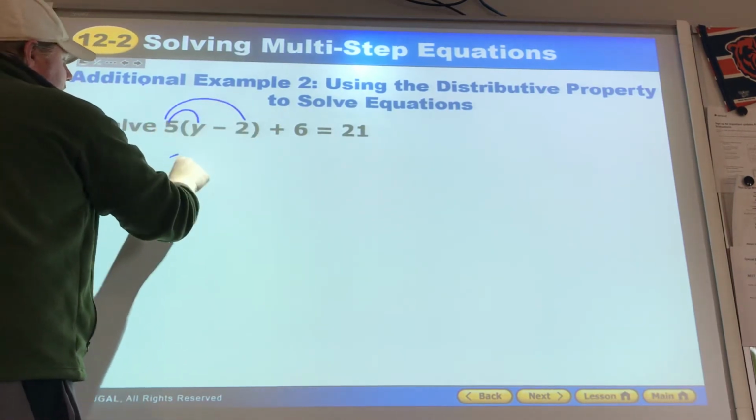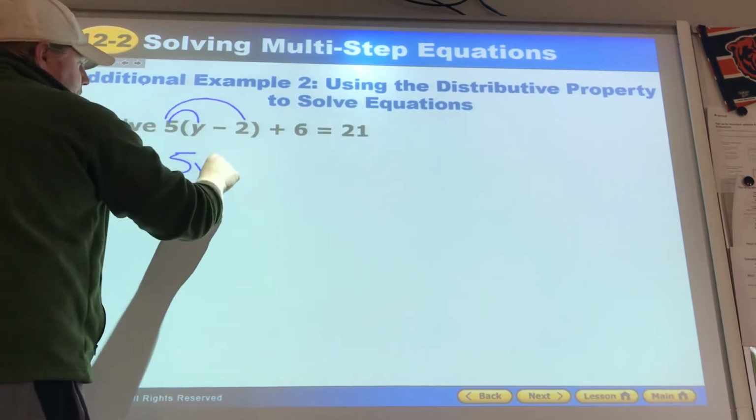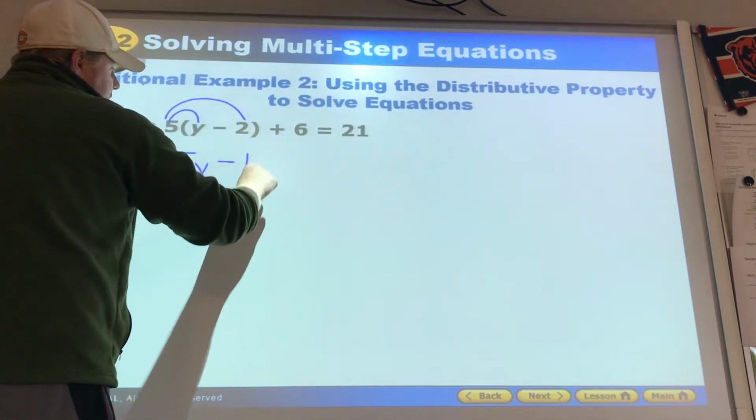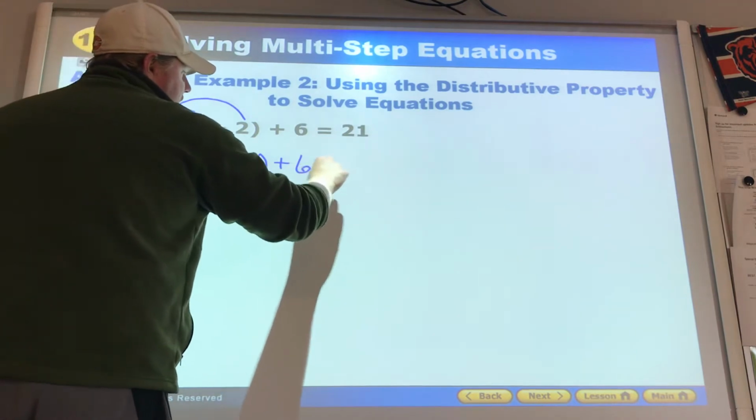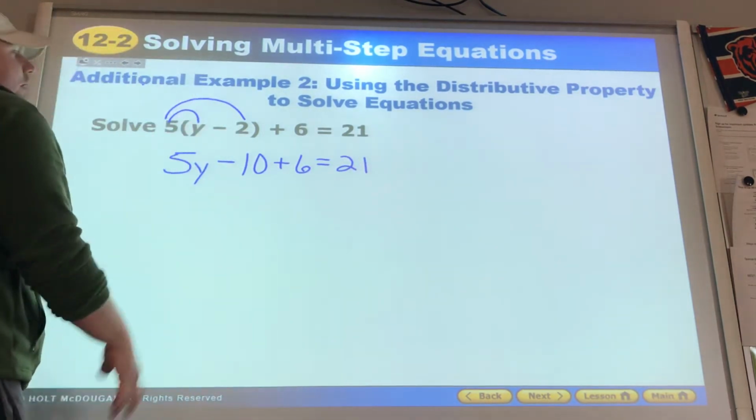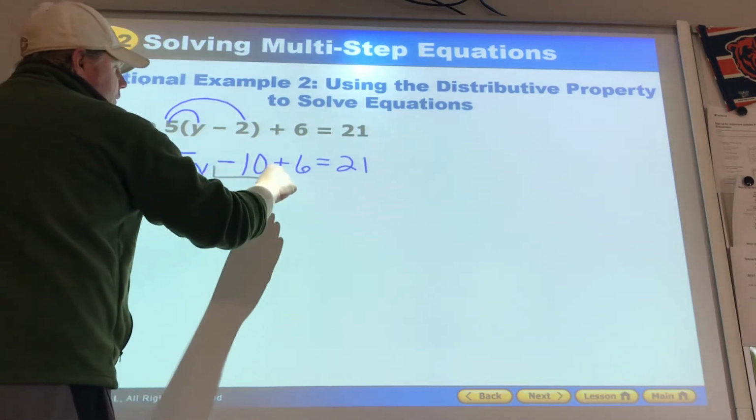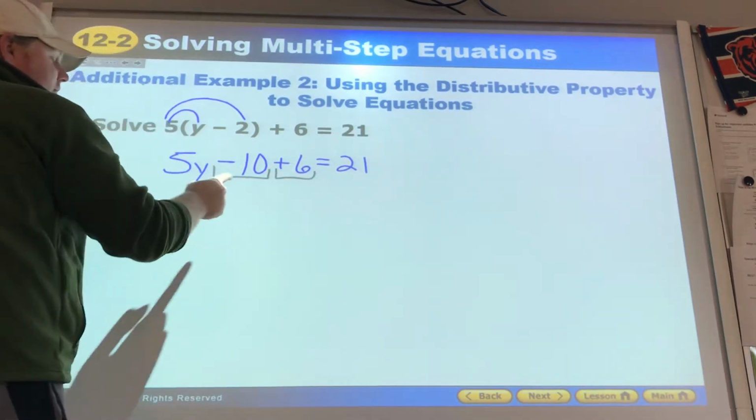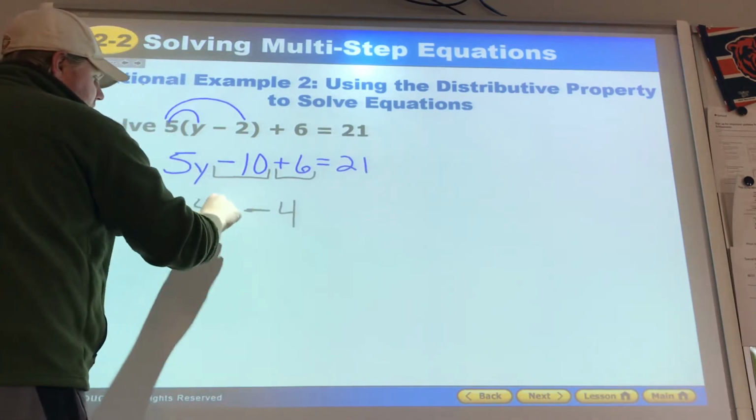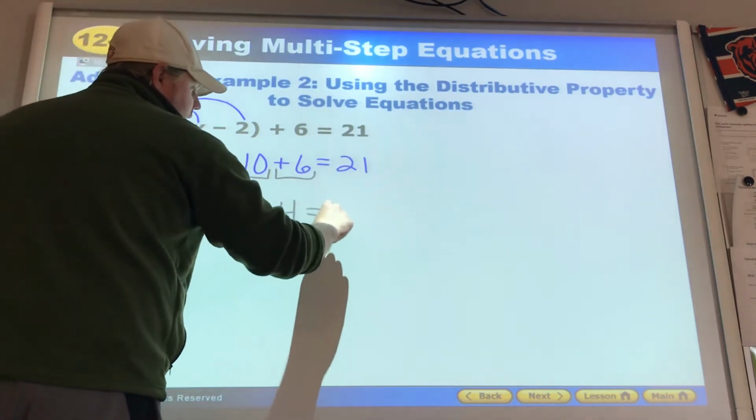5 times y, well, that's 5y. Bring down the subtraction sign. 5 times 2 is 10. Bring down the other things you did not work with. From there, combine like terms. Positive 6, negative 10, negative 4, 5y minus 4 equals 21.